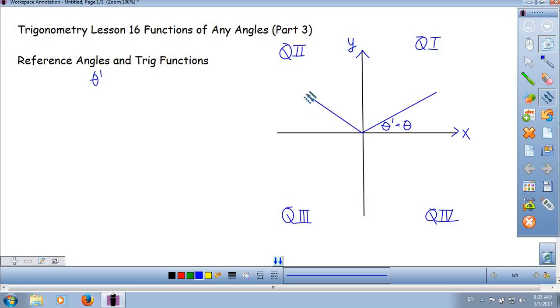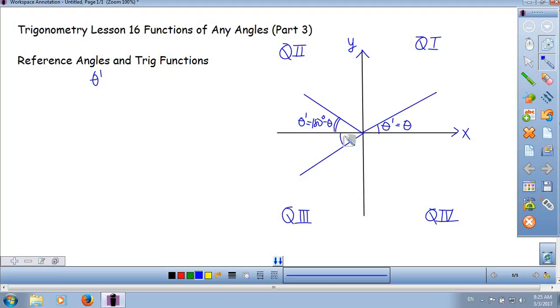In the second quadrant, the reference angle is the acute angle formed between the terminal side and the closest x-axis. So in this case, this angle is the reference angle for this angle in the second quadrant. If the terminal side is right here, this is the reference angle. So this reference angle will be 180 degrees minus theta. I'm going to use degrees right now. It also means pi minus theta, but those are interchangeable. I can use 180 degrees minus theta, or I can use pi minus theta.